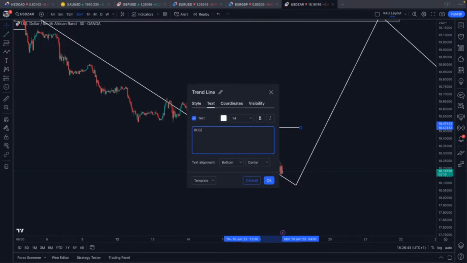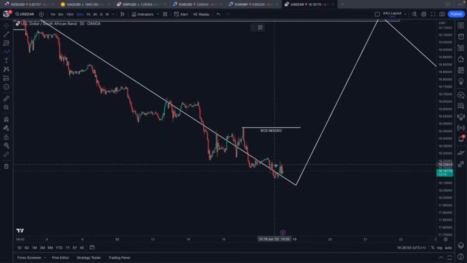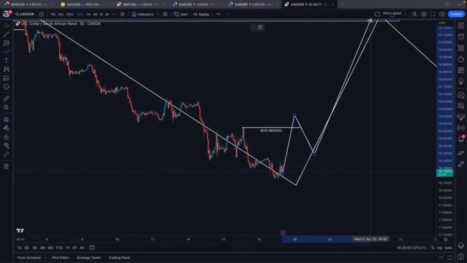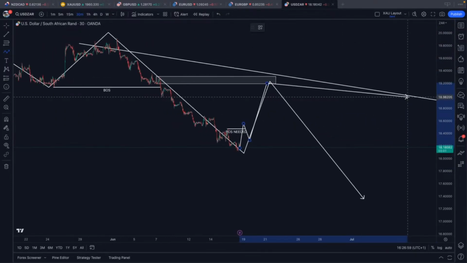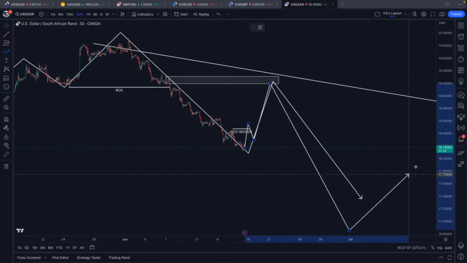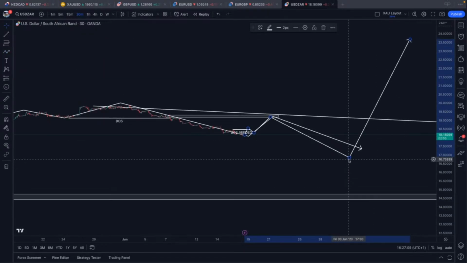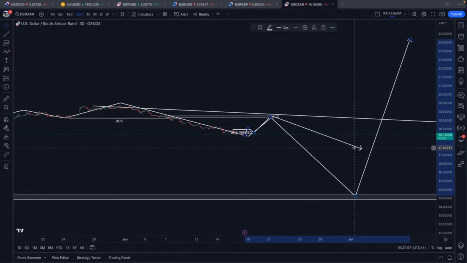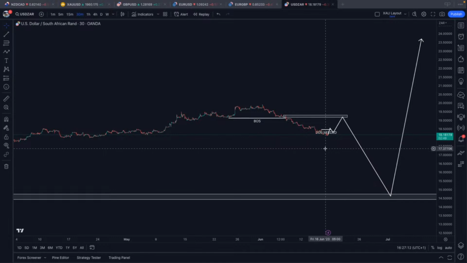So BOS needed. Once break of structure to the upside has happened, that tells us that this bearishness has finished and the new bullish structure is ready to take place. Price will pull back, tap us up and into this. That's when we then get involved in those higher time frame shorts. And we trade price all the way down and into here, where we then trade price higher. Yeah, so this would be our setup. So I can get rid of that one there, get rid of that there, and that would be our setup.